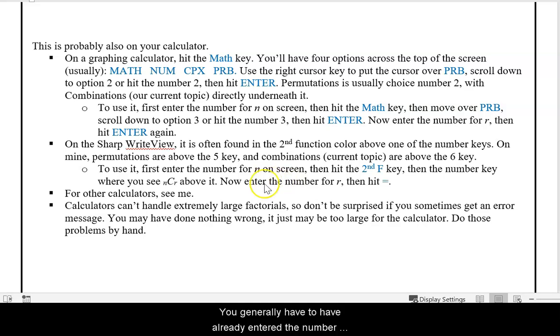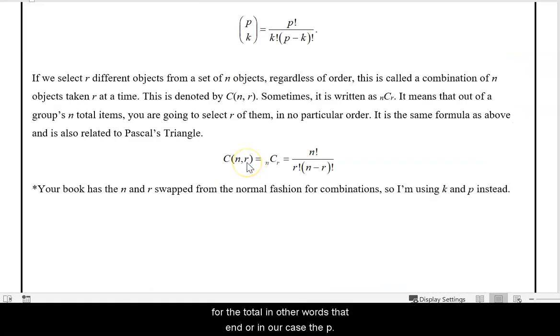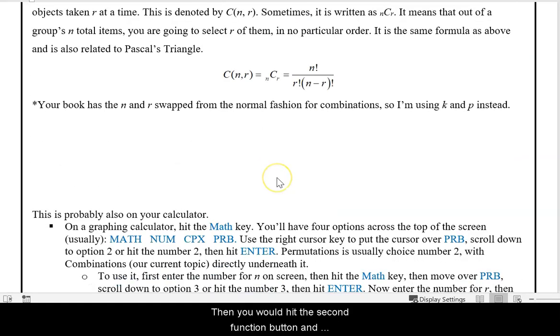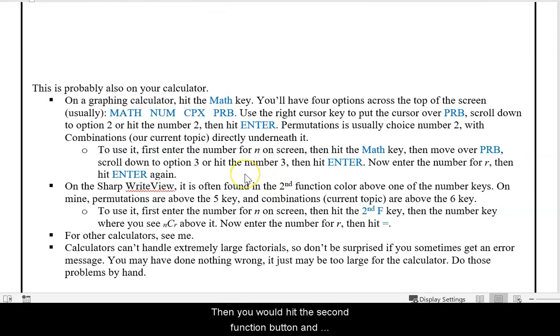You generally have to have already entered the number for the total, in other words, the N, or in our case, the P. So to get P choose K, you would hit, for example, 30, then you would hit the second function button, and then you would hit the 6 key, and then you would enter 5 to get the number of combinations of 5 students at a time taken from a group of a total of 30 students.